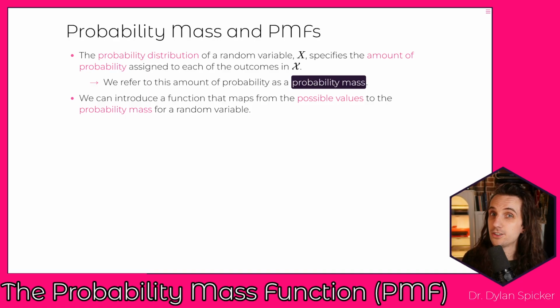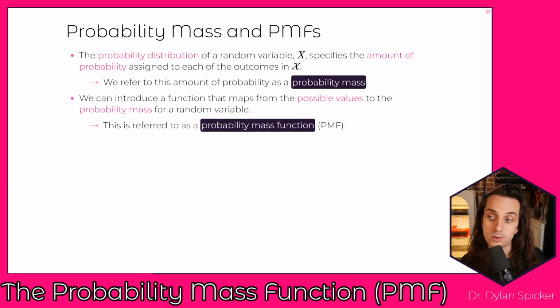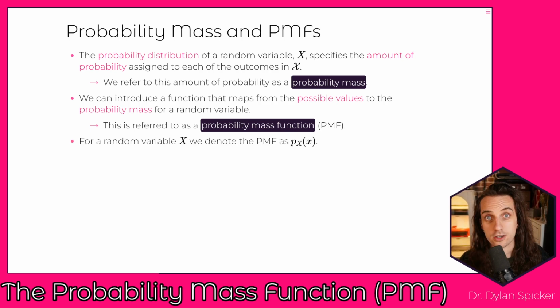Now, what we can do is introduce a mathematical function that maps from our possible values to the probability mass for any random variable. And this function we refer to as a probability mass function, or a PMF, PMF for short. So for any random variable, we're going to denote its PMF using P, and then we use a subscript X, and it takes in an argument here. So it's a mathematical function. P sub X takes in x as the argument.